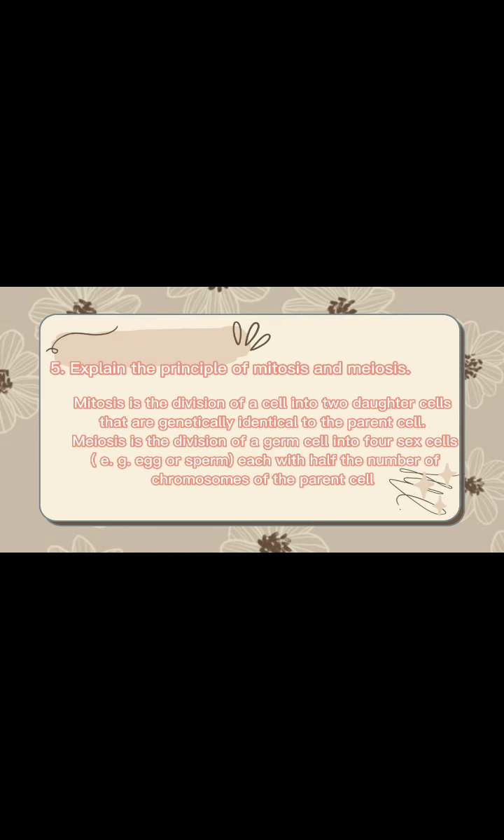Number 5. Explain the principle of mitosis and meiosis. Mitosis is the division of a cell into two daughter cells that are genetically identical to the parent cell. Meiosis is the division of a germ cell into four sex cells, each with half the number of chromosomes of the parent cell.